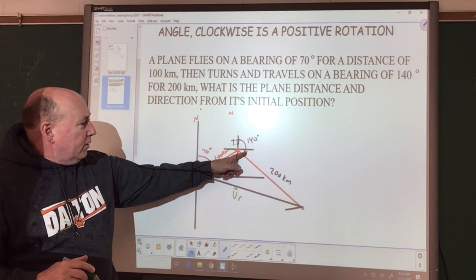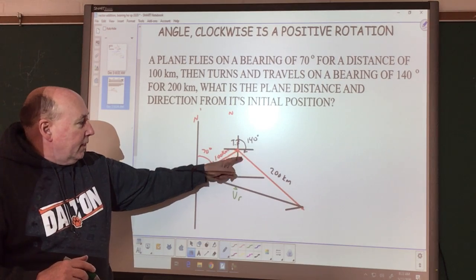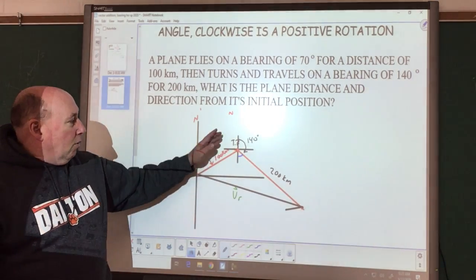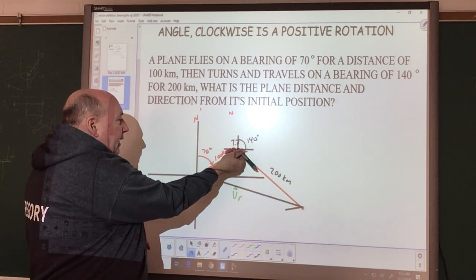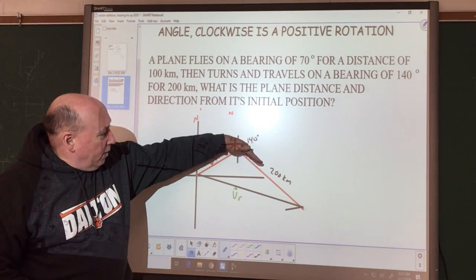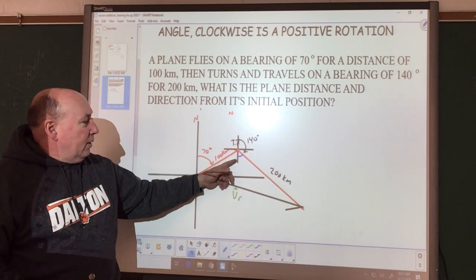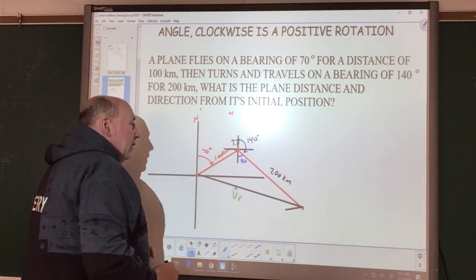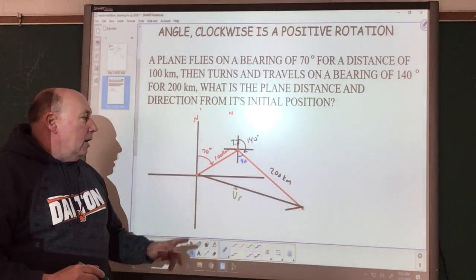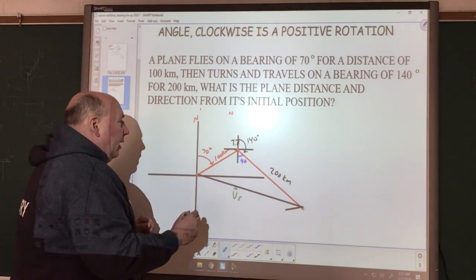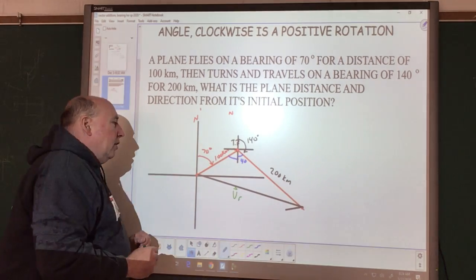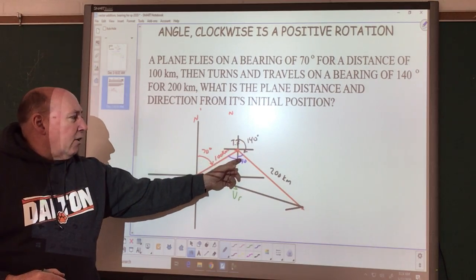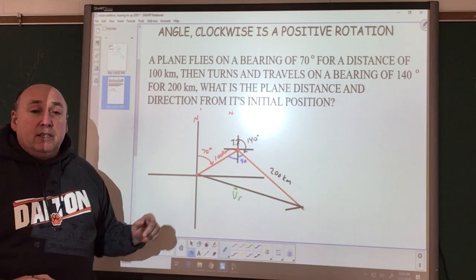If I rotated from here to here, that was 140 degrees. What would be the measure of this angle right there? Well, if I go from here to here, that was 140 degrees. What's that lead to get down to here? That's correct, 40 degrees. So that's part of my angle. The other part of the angle, I need to find this measure. I need to use this angle somehow to find this angle.